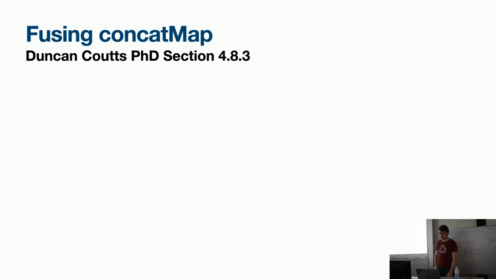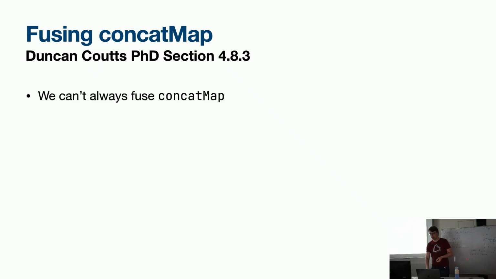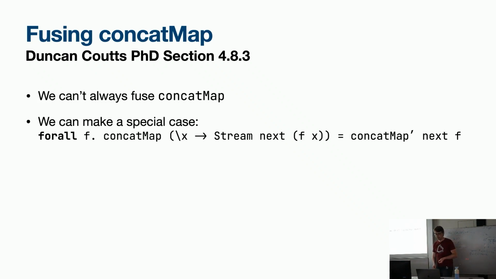So why would we want to extend the rule rewriting system? Well, the motivation for this proposal mainly comes from the PhD thesis from Duncan Coutts. I hope I pronounced it right. And there's one point in section 4.8.3 about fusing concat map that is problematic with the current rewrite rule system. So we can't always fuse a concat map operation, but in certain situations we can.